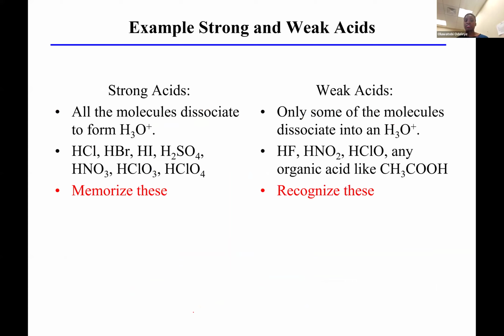There are 7 strong acids. You are responsible for them. Here they are. Those are the strong acids: HCl, HBr, HI, H2SO4, HNO3, HClO3, and HClO4. You need to know those. If it's an acid and it's not on the strong acid list, it's a weak acid. Okay, so memorize the strong acids. If it's not on the strong acid list, we consider it a weak acid.